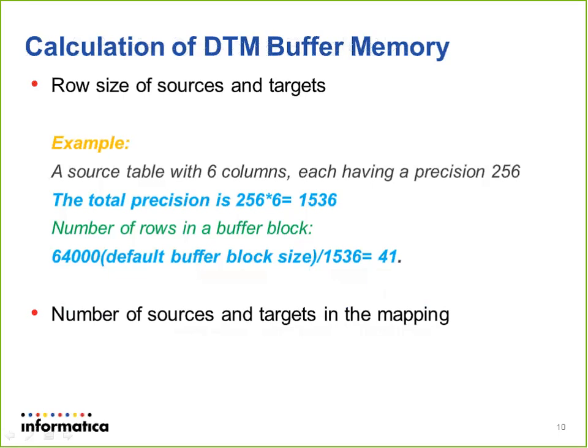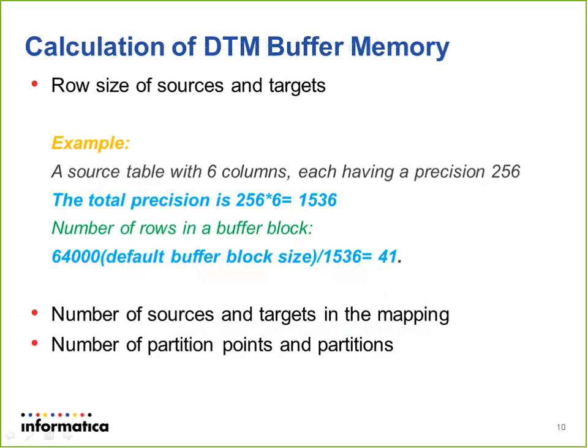You may say that my actual data may not come as a precision of 256 always, so the size of the row would be less. So will the block size vary depending on the size of the row? No. 41 rows would be processed irrespective of the actual length of the input row. In case of multi-byte data, the number of rows may vary since they occupy more space. The calculation here is based on the ASCII mode.